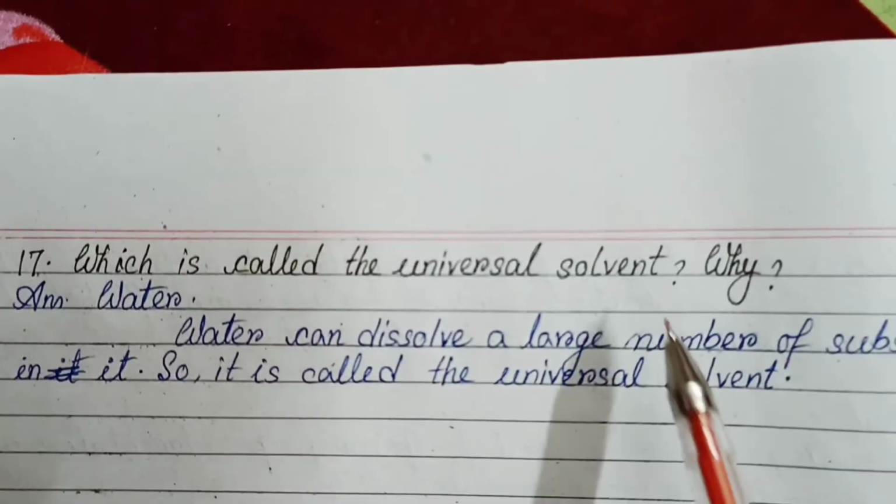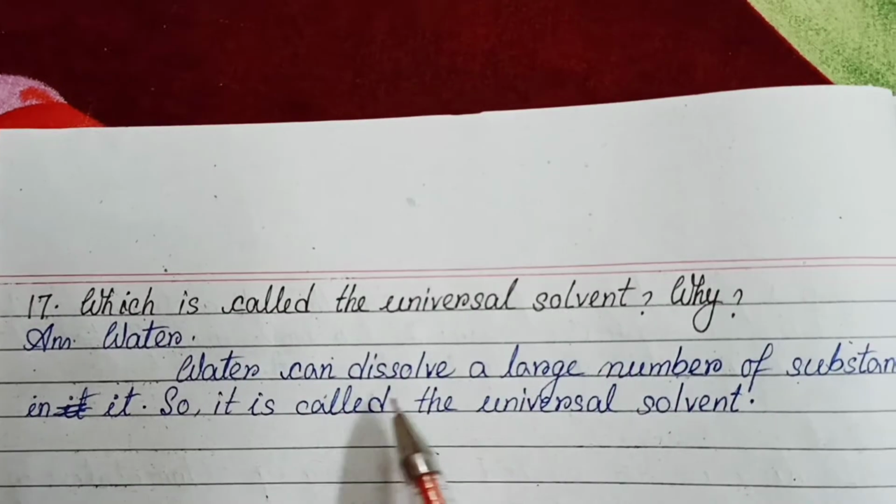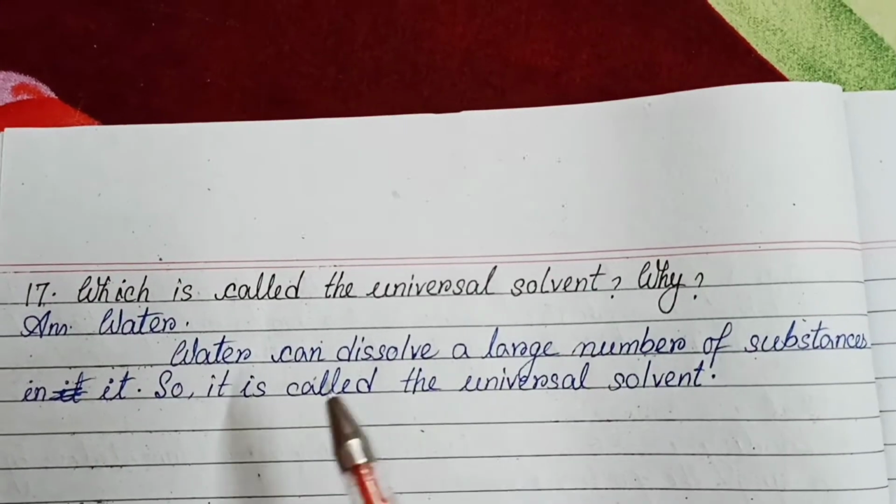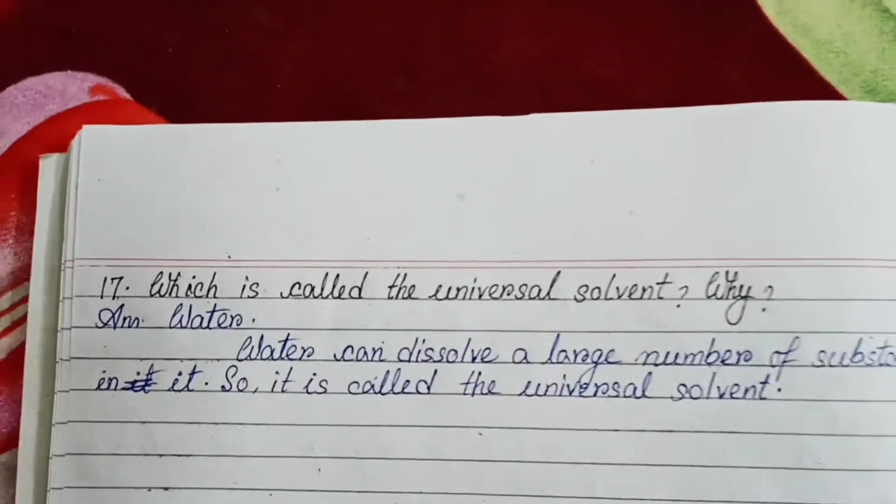Which is called the universal solvent? Water. Why? Water can dissolve a large number of substances in it, so it is called the universal solvent.